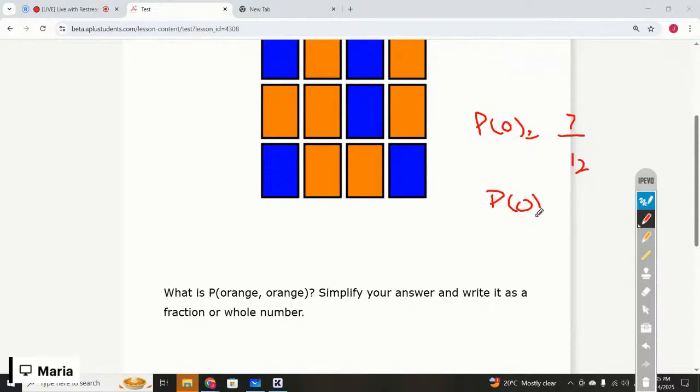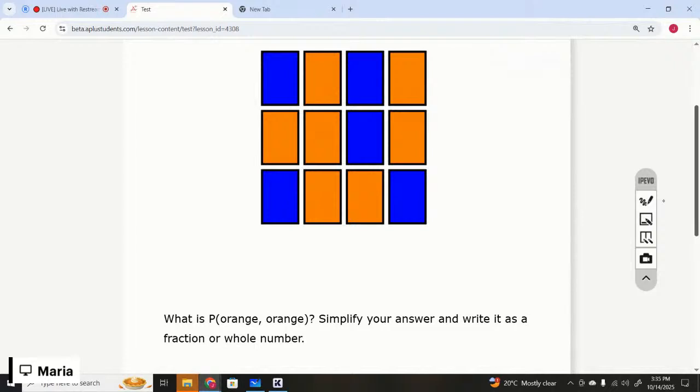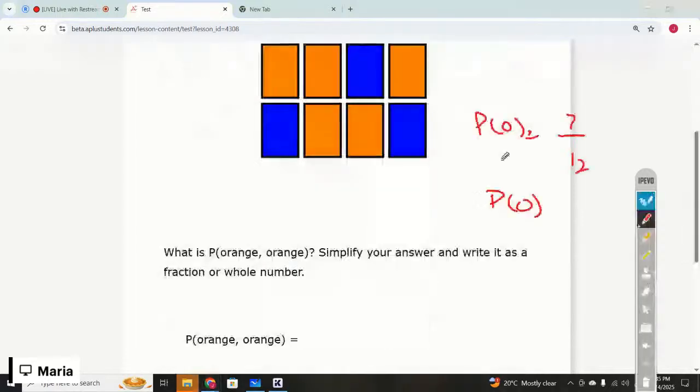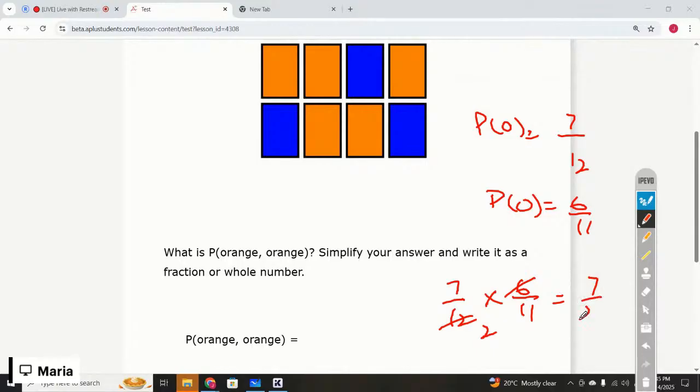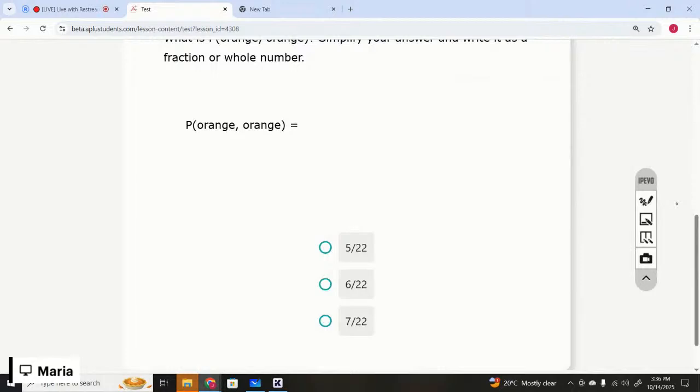Now the probability of orange is, hold on. Okay, without putting the first card back, 6 out of 11. That is 7 over 12 times 6 over 11. 6 times 2 is 12, so that is 7 over 22. The correct option is 7 over 22. Option 3 is the correct option.